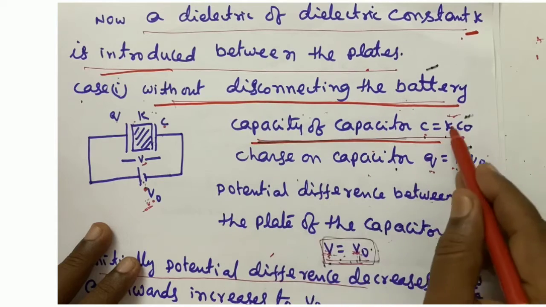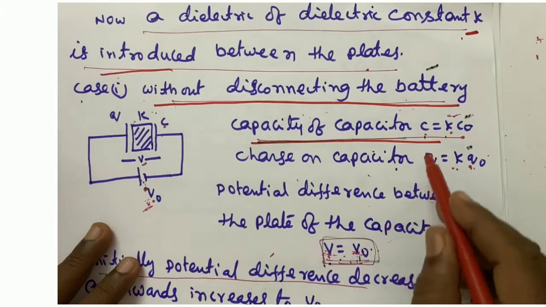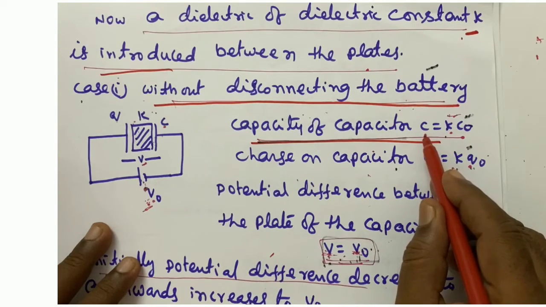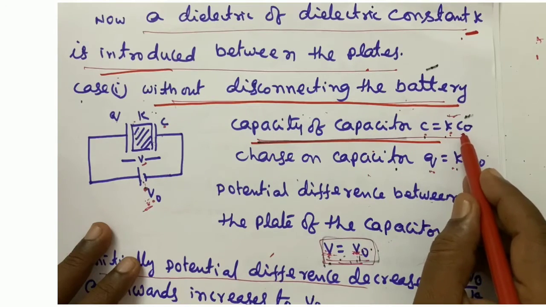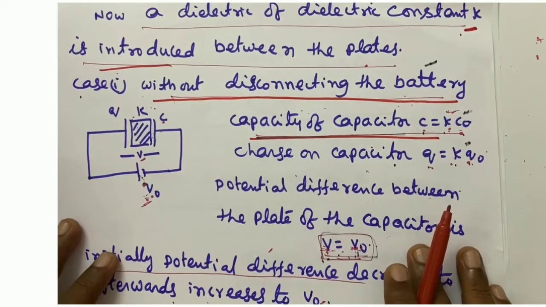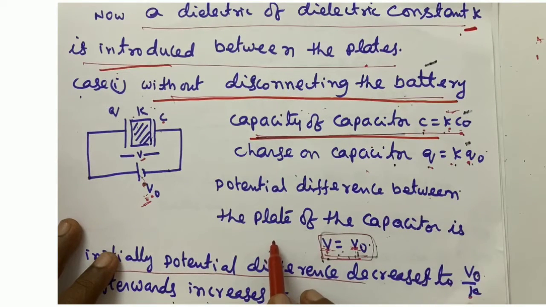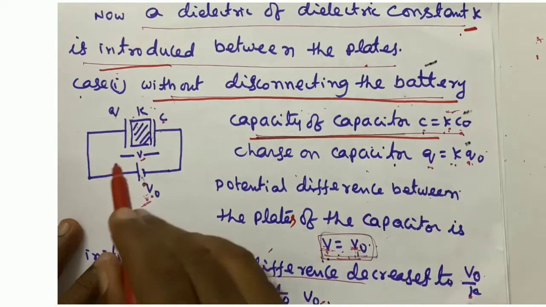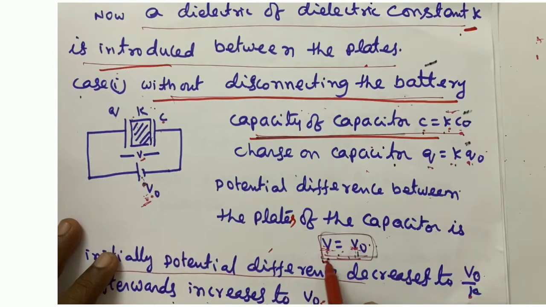Capacity of the capacitor increases by K times. With dielectric, capacity C equals K into C0, where C0 is the capacity of the capacitor without dielectric. Potential difference between the plates of the capacitor is V equals V0. Potential difference remains constant, before inserting the dielectric and after inserting the dielectric.